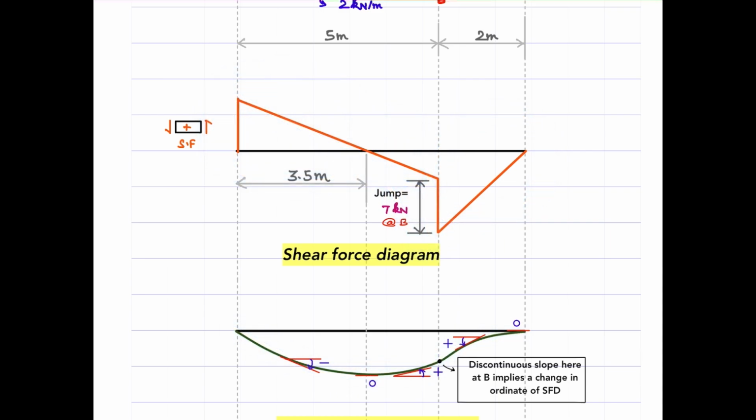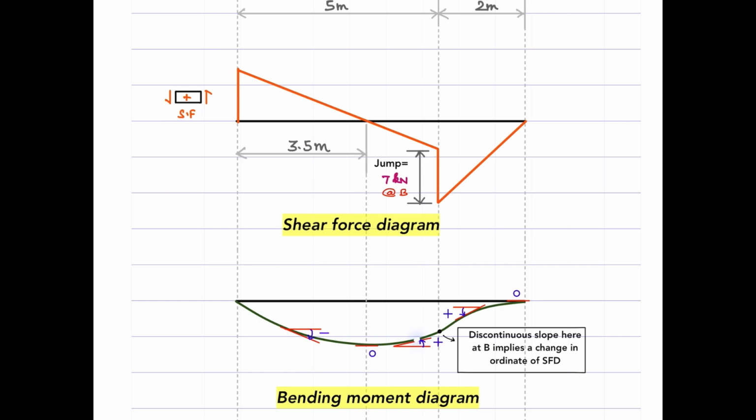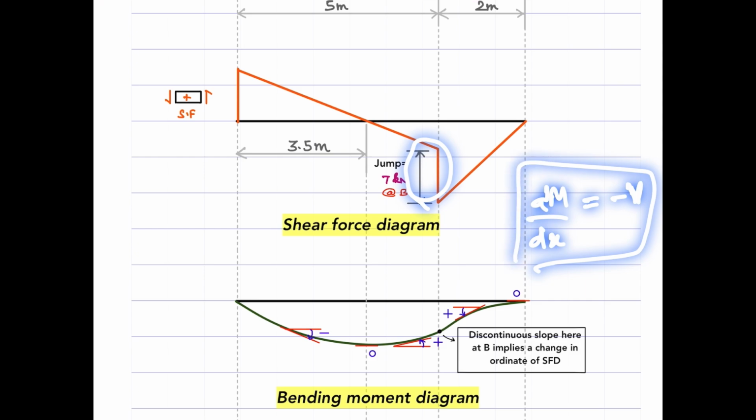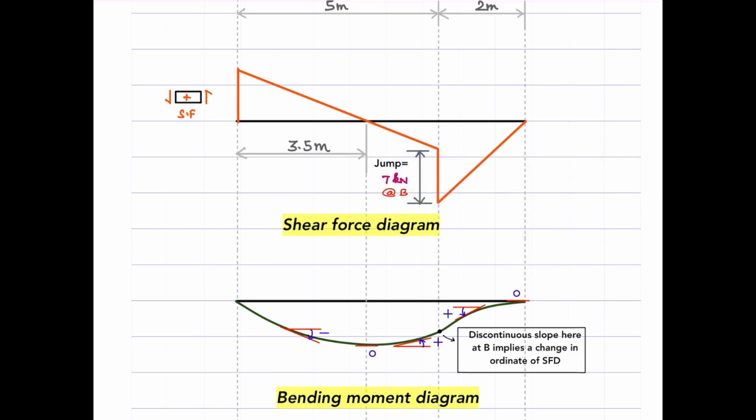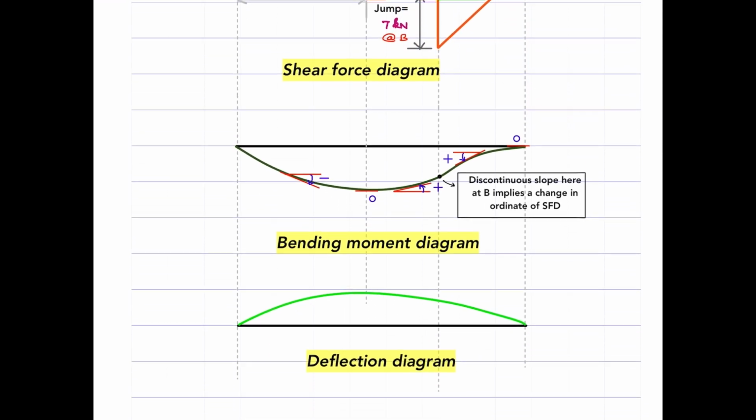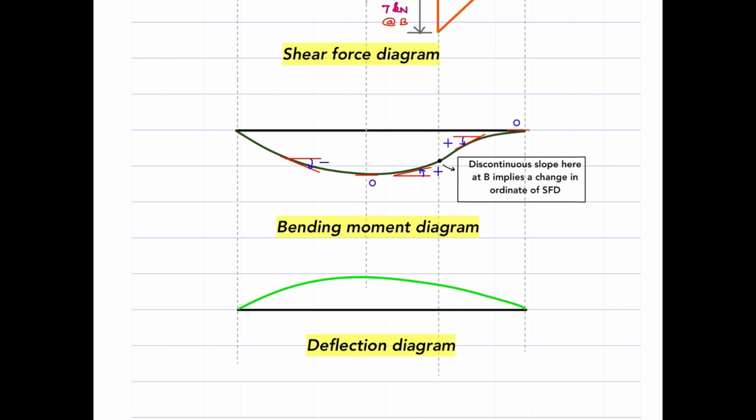And another point here is, even though the bending moment diagram is continuous here, there should be a slope discontinuity here, okay, of the bending moment diagram. Why? Only then will it reflect that there is a jump in the value of shear force at the same location, as these are connected through the expression dM/dx equal to minus V, okay? So that is the only extra point we need to consider here.